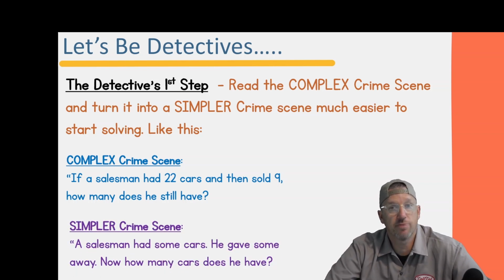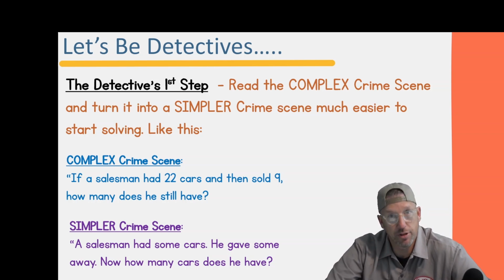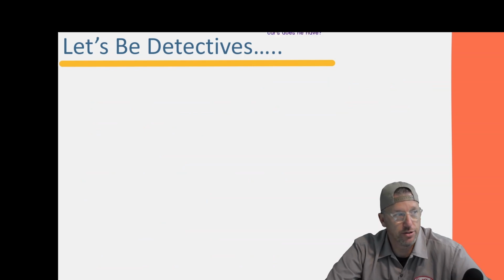Let's see what I mean. A salesman had some cars. He gave some away. How many cars does he have now? You see what I mean? It's not about, am I adding, subtracting? It's just literally about what's going on in this problem. So read the complex crime scene and then turn it into a simpler one. So that's step one. Make it simpler, just so you can get to the understanding, because the math part comes later. What we're trying to do is figure out what math we're going to use.